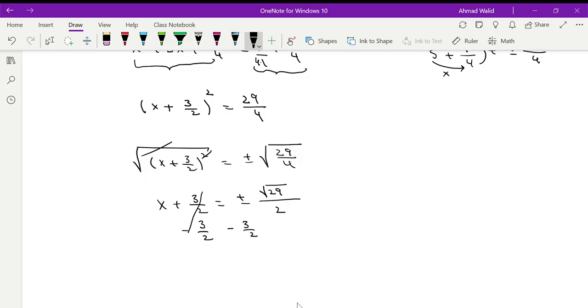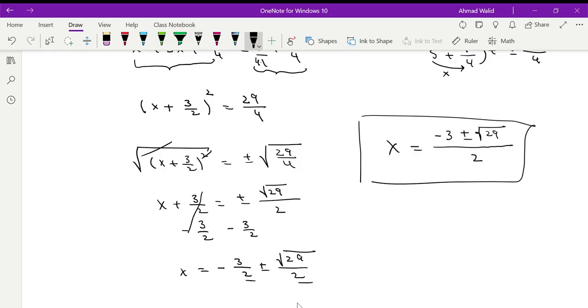You will end up with your final answer. X equals negative 3 halves plus minus square root of 29 over 2. Or you can rewrite your answer as one single fraction. You see, denominators are the same. Then I can write x equals one big fraction, 2 in the bottom, negative 3 plus minus square root of 29, and that's your final answer.